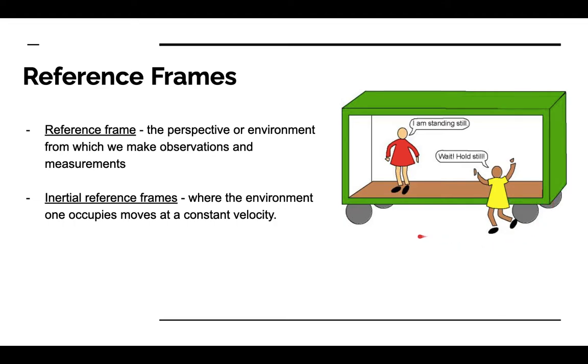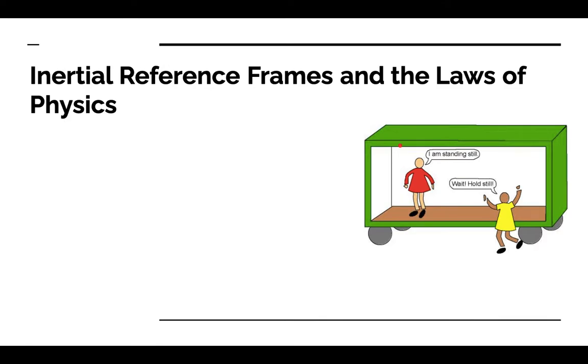So we start off again by defining inertial reference frames. An inertial reference frame is where the environment one occupies moves at a constant velocity. So if this train right here were accelerating, that would not be considered an inertial reference frame, whereas if the train is moving at a constant velocity, that would be considered an inertial reference frame for a person in red. So inertial reference frames and the laws of physics.